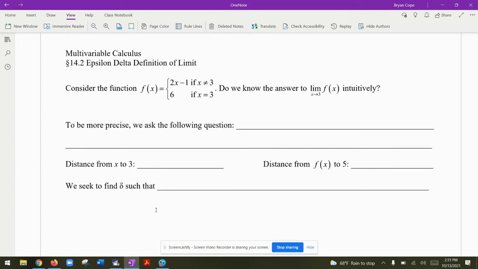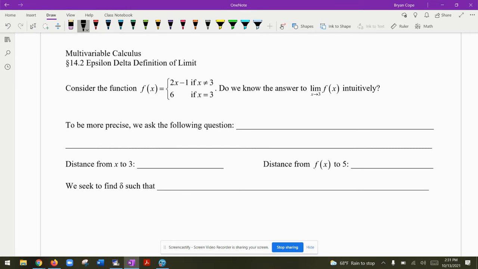So do we know the answer to the limit as x goes to 3 intuitively? What's our answer? 5. Okay, we know it intuitively, right? We can just say, well, from the left and right, the limit's going to be 5. So despite the fact that the function is 6 at that point, we have an answer, okay?